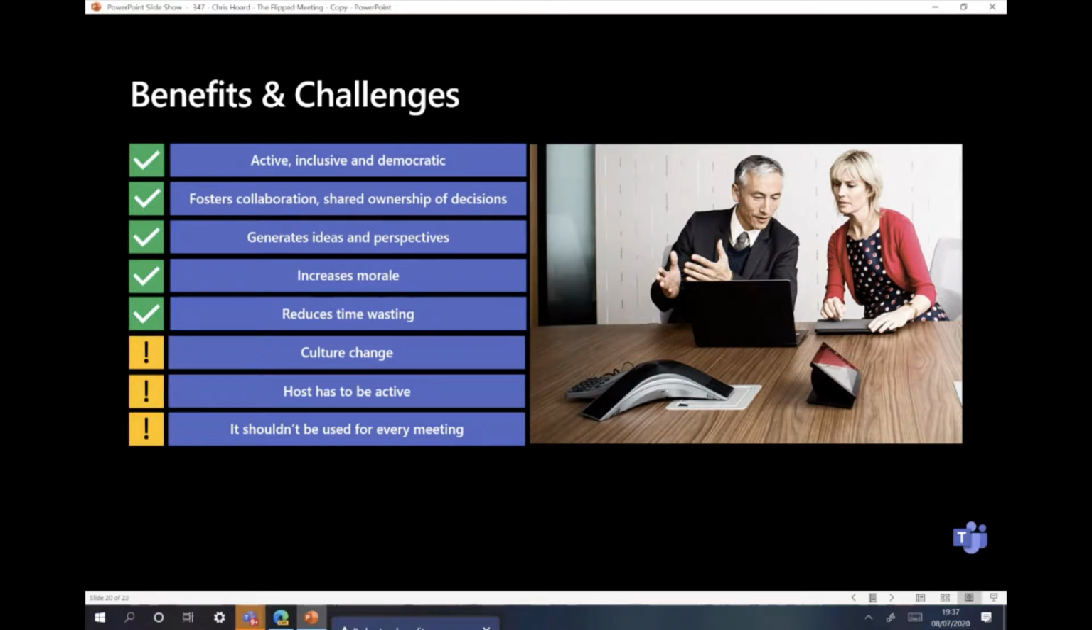But I want to be completely open and honest that I'm not trying to sell you something. Whilst there are benefits, there are also challenges to making this work within an organization. First of all, there is a culture change. Many people are not used to doing meetings in this way. So it takes a little bit of time, it takes a little bit of testing and seeing the positive results before people will buy in to holding meetings like this.